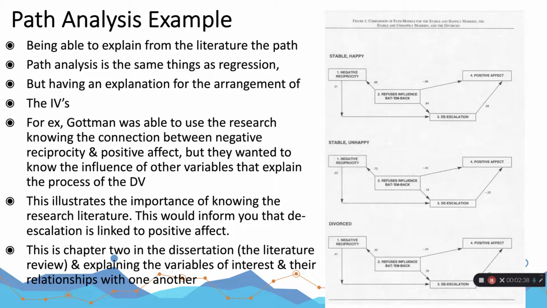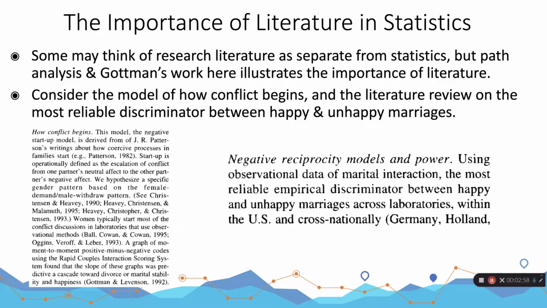And this illustrates really the importance of knowing the research literature and how research is important in statistics. This would inform you that de-escalation is linked to positive affect. So Gottman's knowledge of the research literature helped him to identify what variables to include here and how to select those variables.